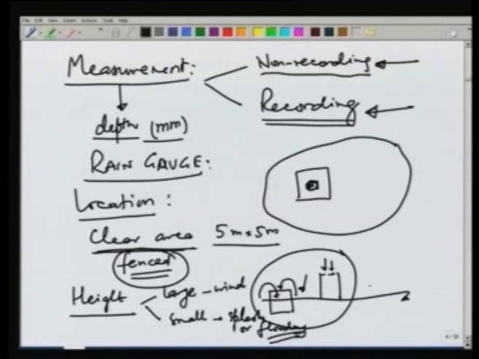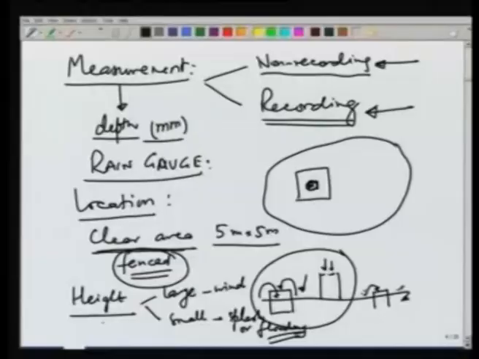Sometimes if the rain gauge height is small, then the nearby area may get flooded and it may spill over into the rain gauge, causing a higher amount than the actual rainfall. So, typically the height is kept at about 30 centimeters to balance the wind effects and also to prevent the splashing.